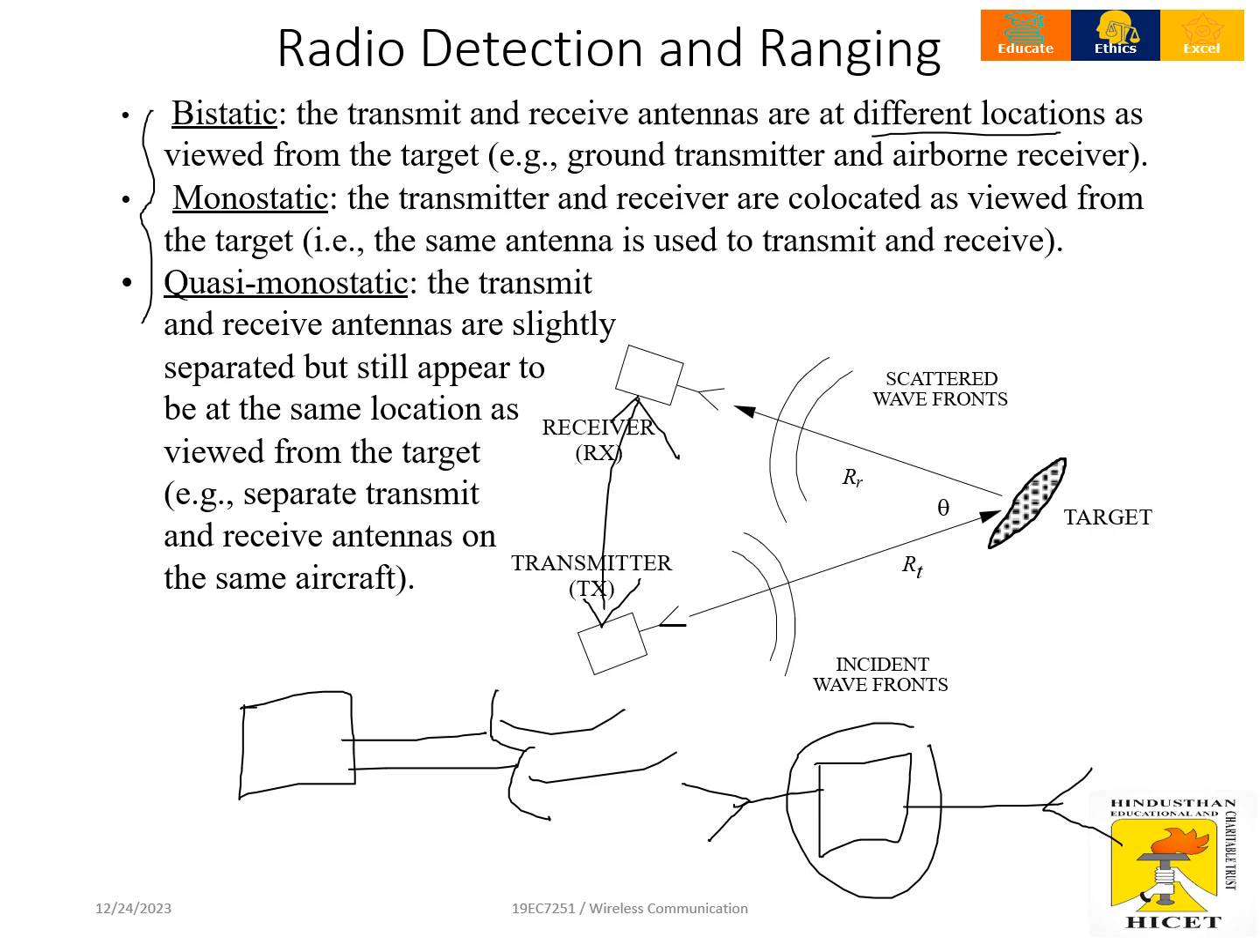So this is called quasi-monostatic, this is monostatic, and this is bistatic. So this is how the radars are classified.